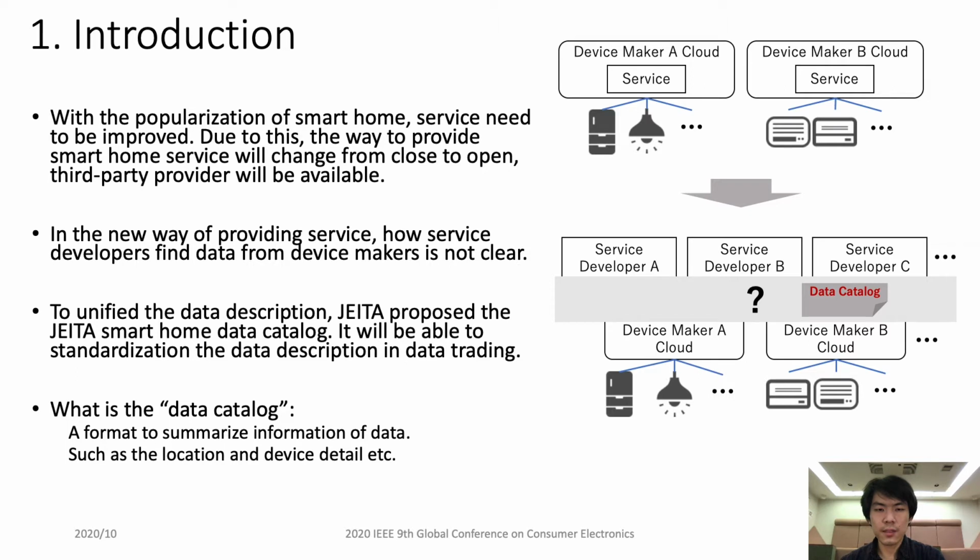To unify the data description, JETA proposed the JETA Smart Home Data Catalog. It is able to standardize the data description in data trading. So what is the data catalog? It's a format to summarize information about data, such as location and details.